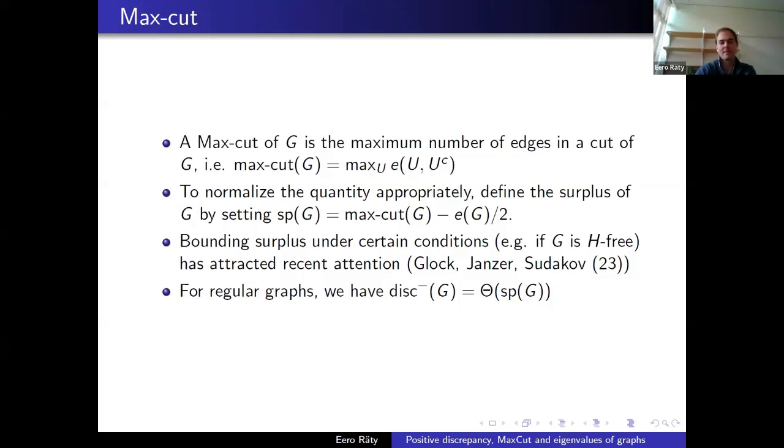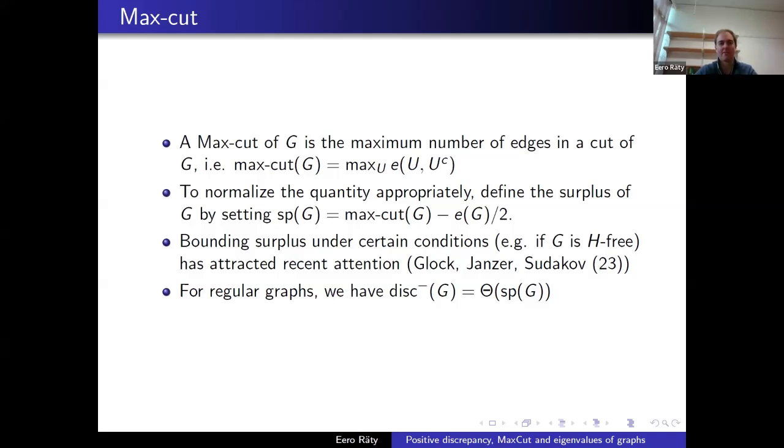Studying this MaxCut problem under additional assumptions, like when G is H-free, has quite a long history. I think it was initiated in the 70s by Erdős and Lovász, and there has been some recent development in the area, for example, by Stefan Glock, Oliver Janzer, and Benny Sudakov in 23.